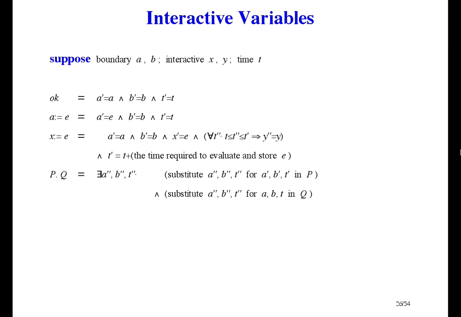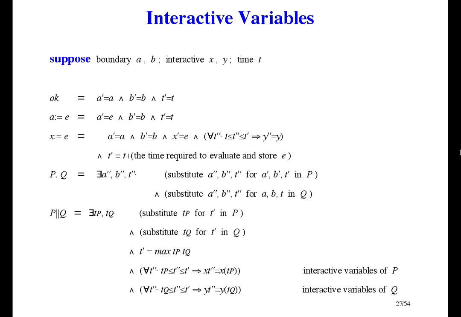Dependent composition is as usual, with just the boundary variables and time needing quantification. Independent composition starts off as usual, and then there's an extra part to say that the values of interactive variables belonging to the faster process don't change value while the slower process is finishing.